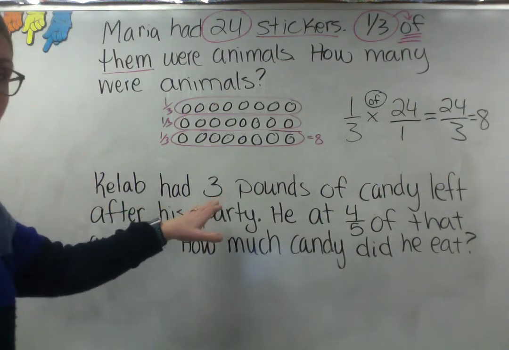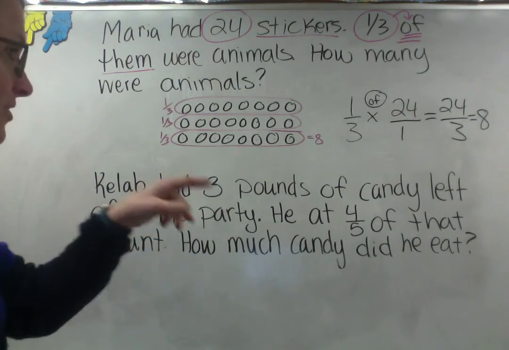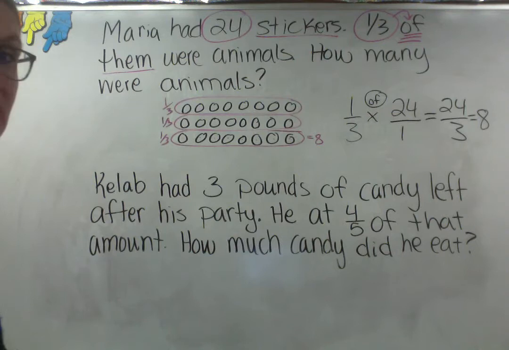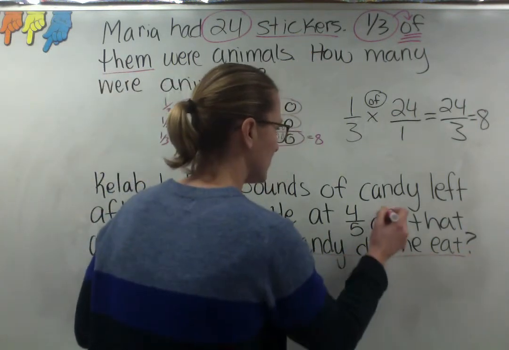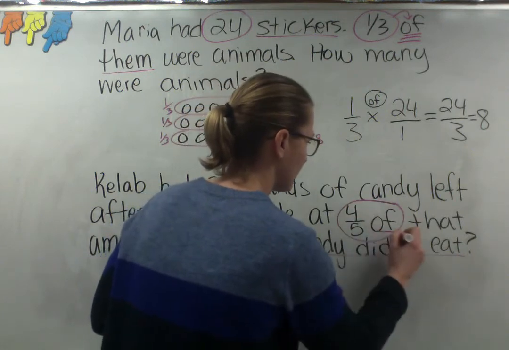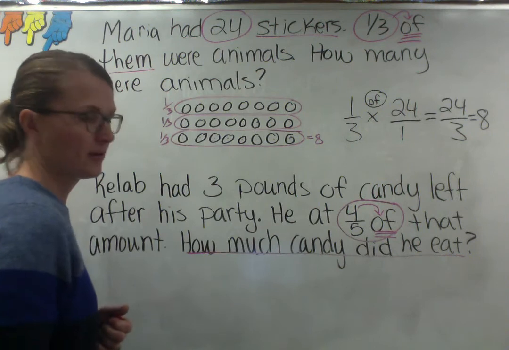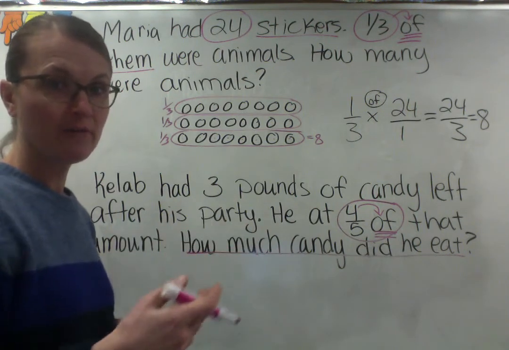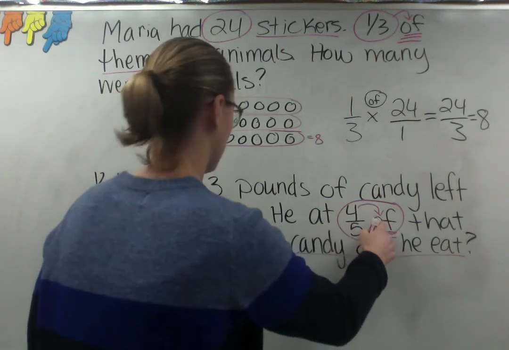Caleb had 3 pounds of candy left after his party. He ate 4/5 of that amount. How much candy did he eat? How much candy did he eat is our question. He ate 4/5 of. There's our magic word. We're looking for a fraction of a number. So if you're looking for a fraction of a number, you're going to multiply. So you're looking for 4/5 of that amount.